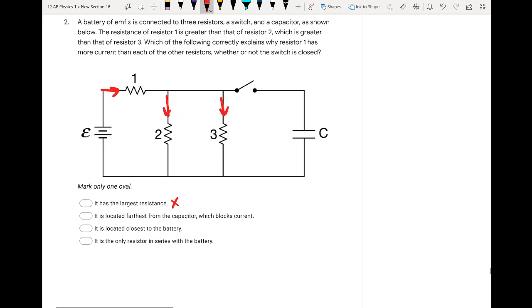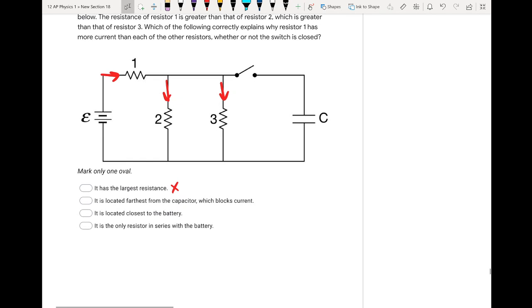So let's see. It's located furthest away from the capacitor, which blocks current. That's just not true. I mean, eventually, yeah, it kind of piles up, and then we won't be able to use that branch anymore. That branch will be effectively shut off, but that doesn't affect the current in the meantime. Closest to the battery, not really. But yeah, this is the one that we want. So the fact that it's the only resistor in series with the battery.